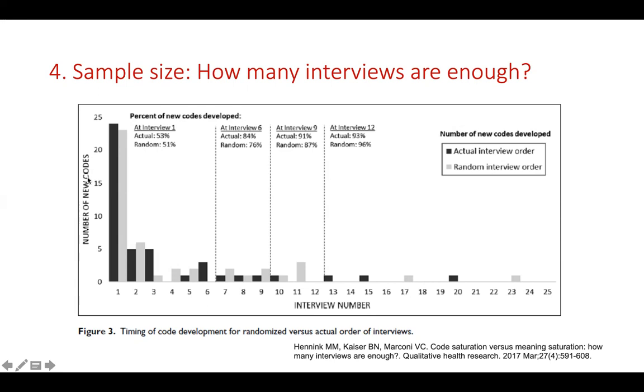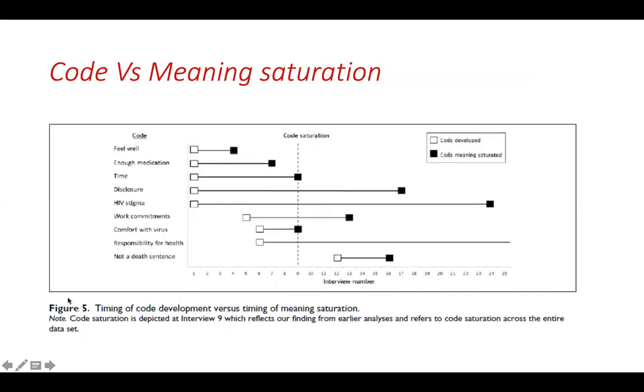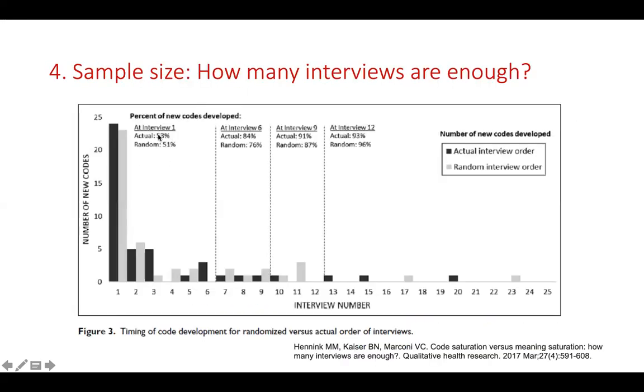Here the y-axis is the number of codes. In the first interview, about 24 codes were generated. In the second interview, an additional 5, and then the third interview came with an additional 5, and then the fourth, fifth, sixth, and so on added about 1 to 3 codes. So if we look at this section, up to 6 interviews, about 53% of the codes were identified.